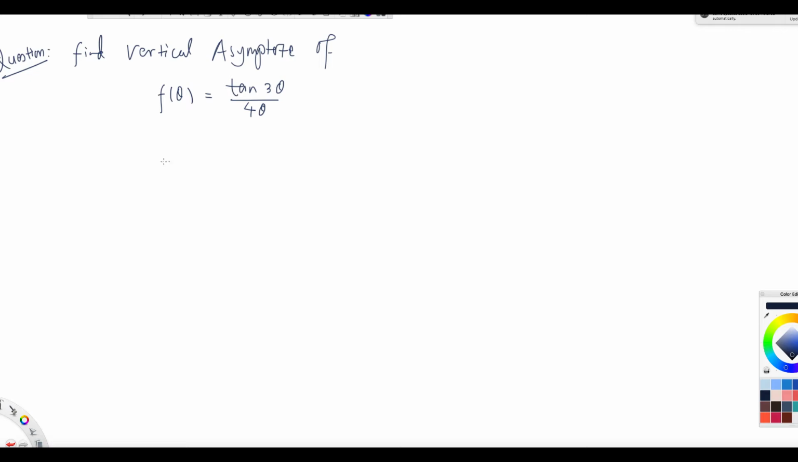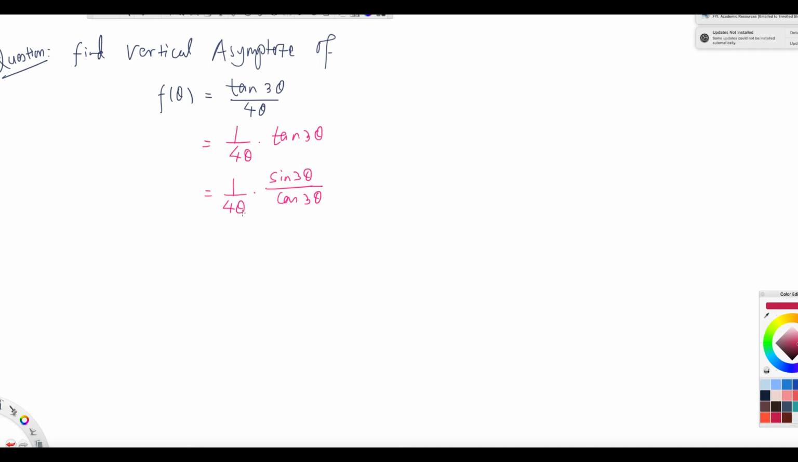Okay, so to find out that, what we do here is you write that as 1 over 4 theta times tangent 3 theta, right? That is the same as 1 over 4 theta times sine 3 theta over cosine 3 theta. You see that? So when do you get the vertical asymptote? It is when you have the denominator 0, but a value of theta that makes both numerator and denominator 0 is not a vertical asymptote, right?